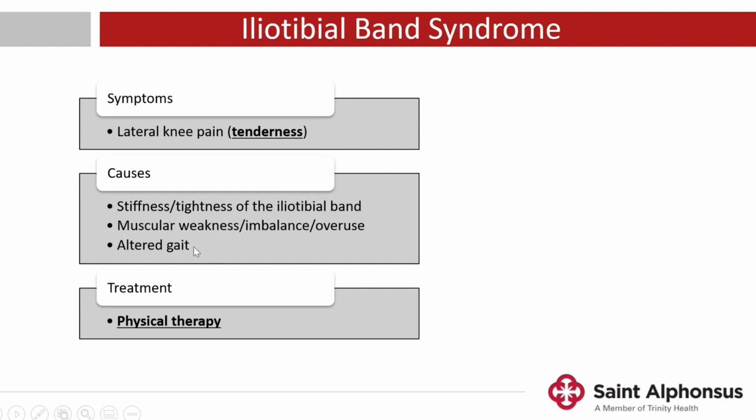And people with altered gait or a chronic limp often have this problem. Mainstay treatment for this is physical therapy again. Sometimes you do consider injections, but again, they're more of an adjuvant to physical therapy than a cure-all on their own.